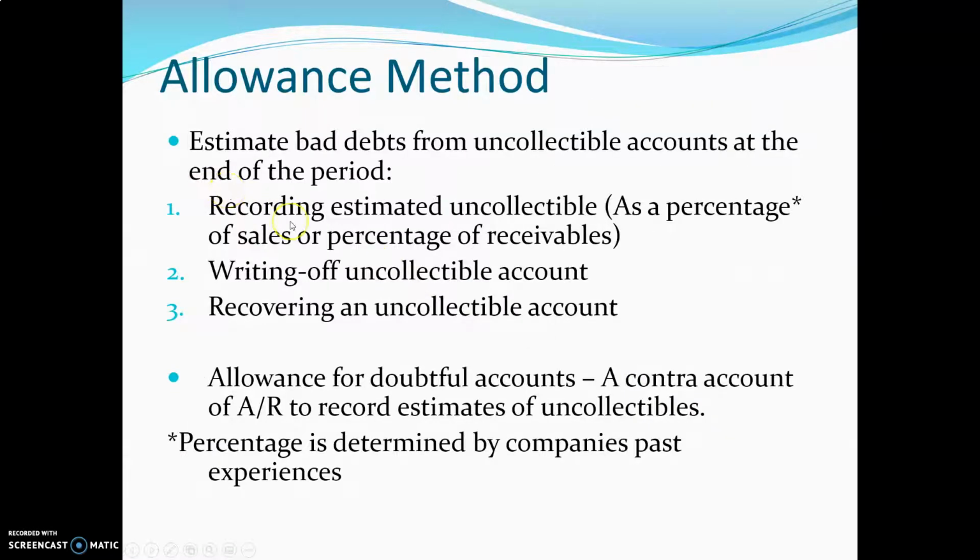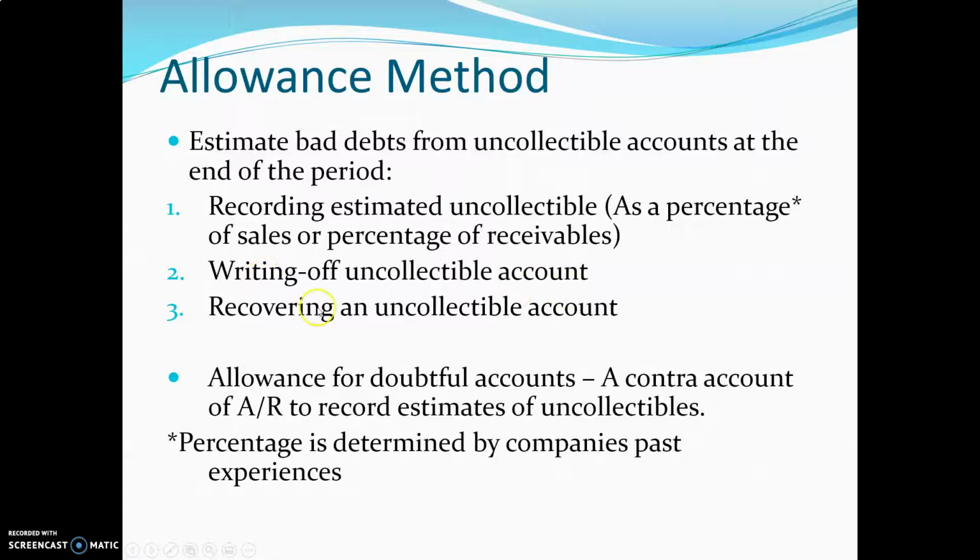So there are two different ways to account for uncollectible debts. The first one we'll be exploring is the allowance method. It's an estimate of bad debts from uncollectible accounts at the end of a period. We're recording an estimate of the uncollectible amounts as a percentage of sales or percentage of receivables. And this percentage in each case will be dependent upon the business, and they determine it based upon historical averages. Okay, we think that we're not going to be able to collect 5% of sales, so they come up with 5% based upon their historical averages.